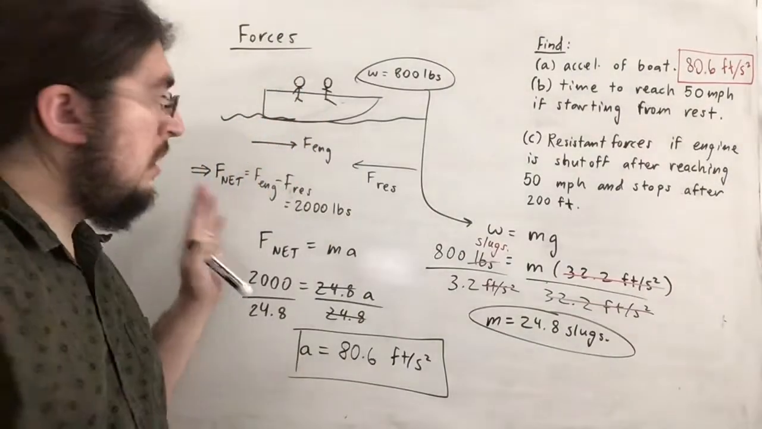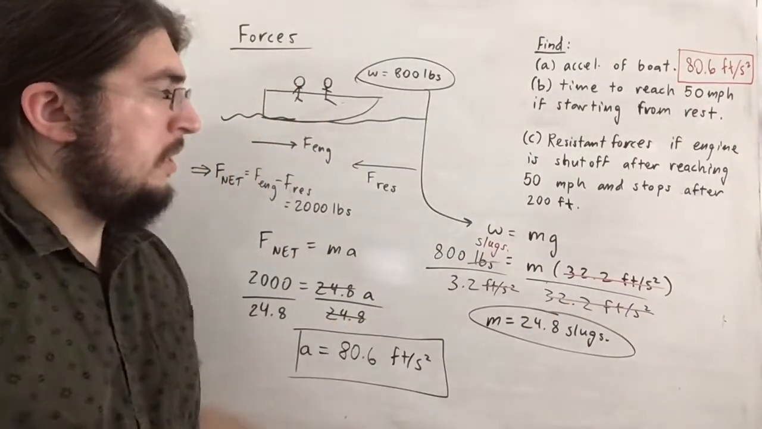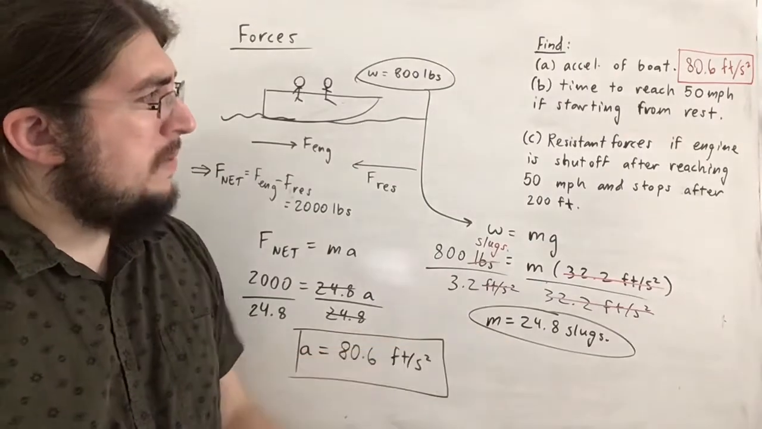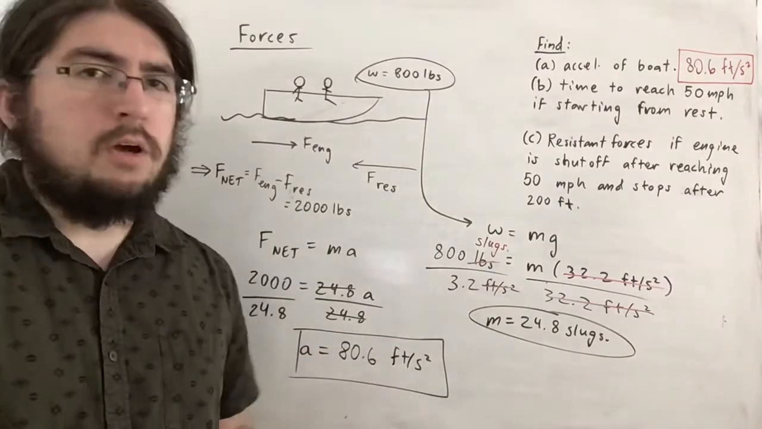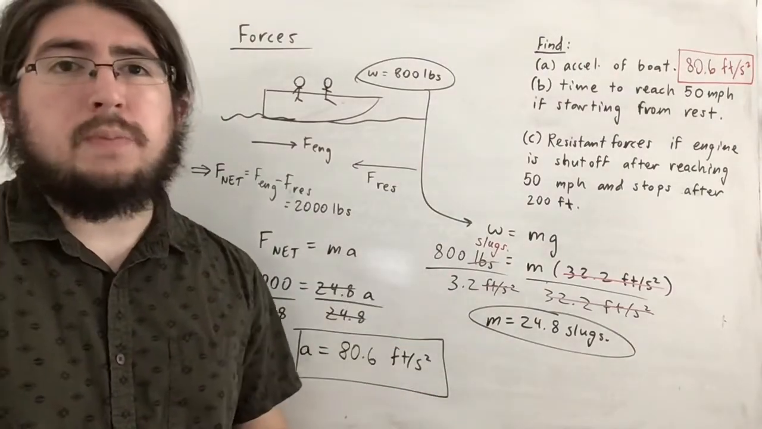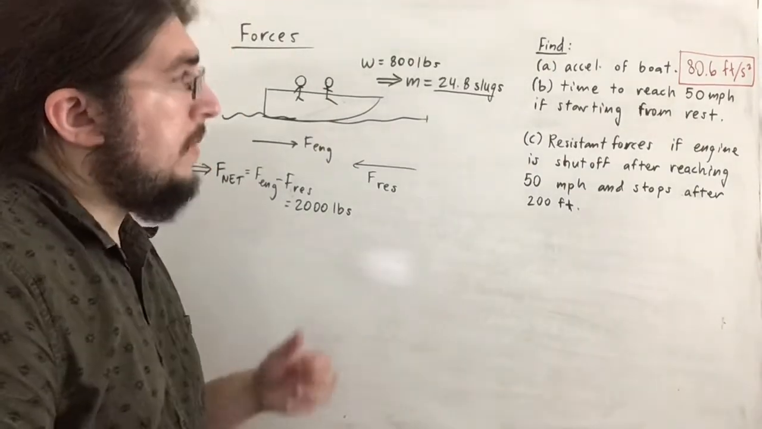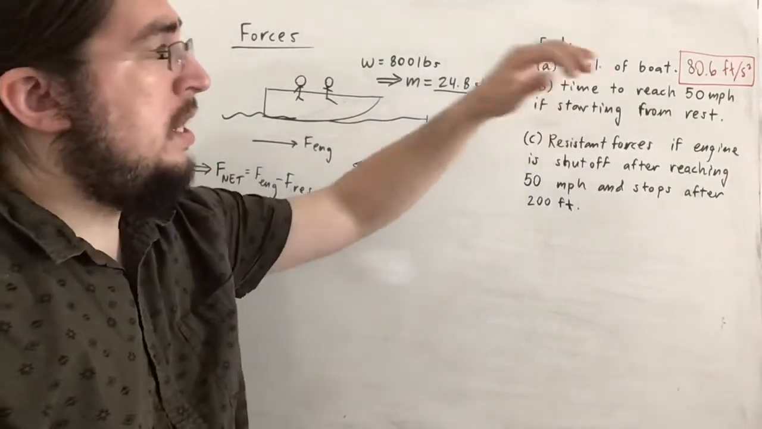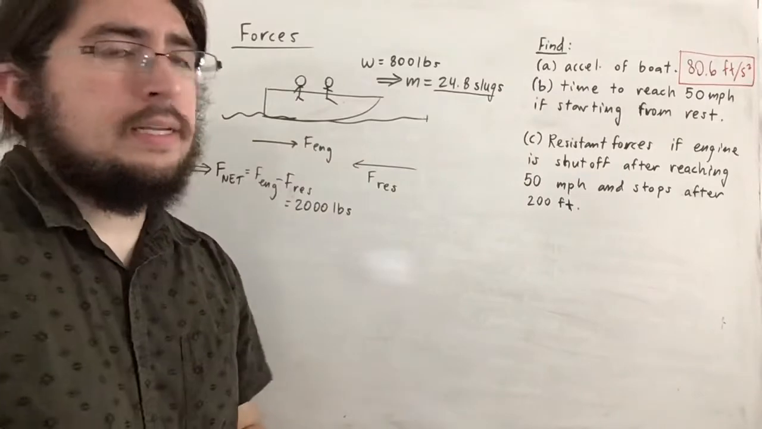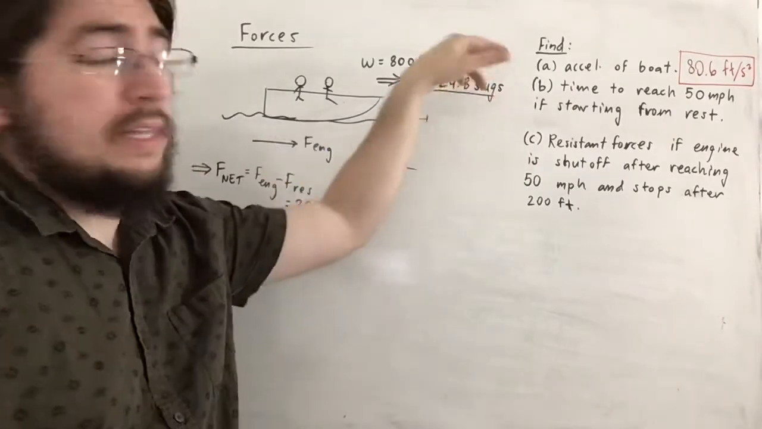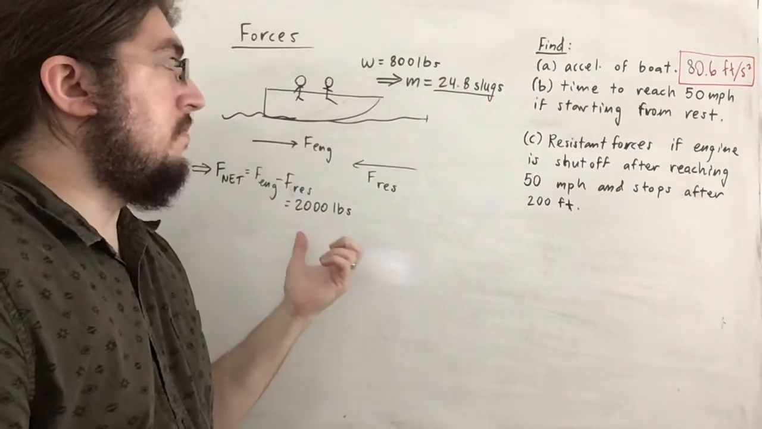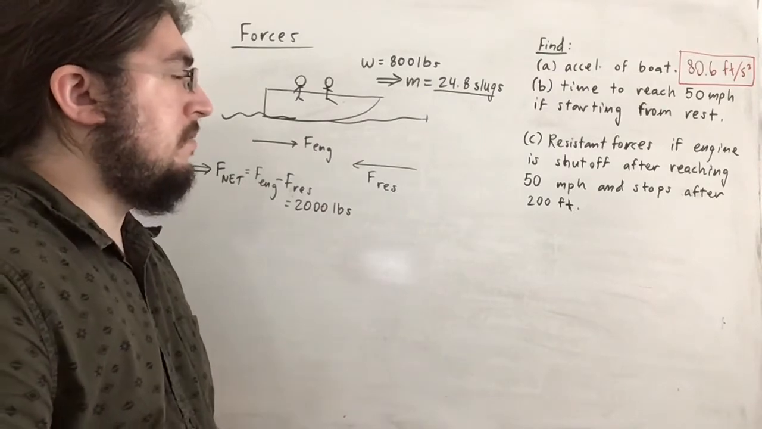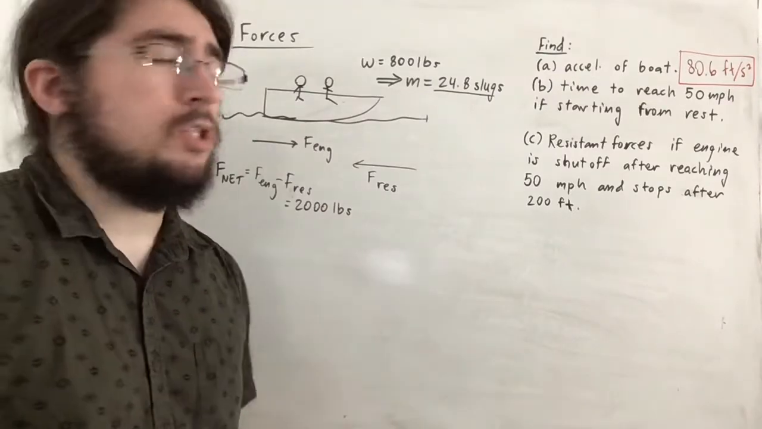So I'm going to erase a bit of information here. I think we still need mass, maybe. Maybe we'll be okay. So I'm going to erase some things and then we'll see how we can tackle B. All right, so for part B, we're asked to find the time to reach 50 miles per hour starting from rest. That's assuming that we're going at the same acceleration from part A. I probably didn't write down the detail, but that's what we're assuming.